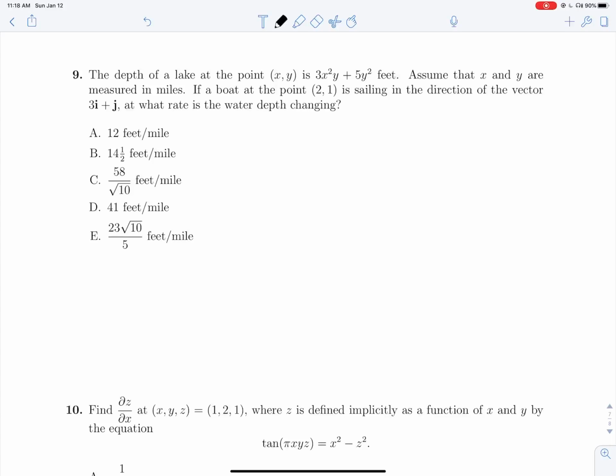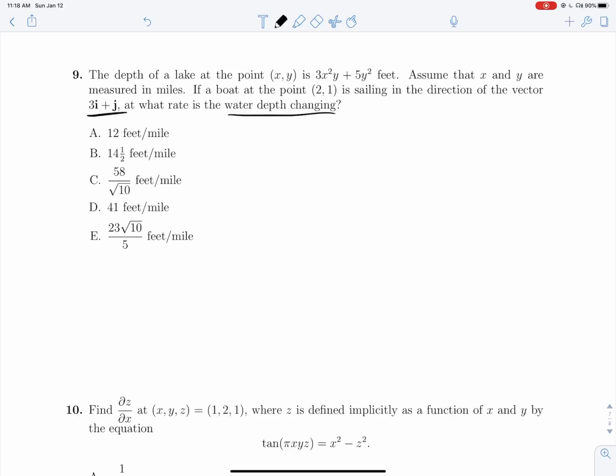So these questions are kind of hard to identify sometimes as to what they want you to do, but this is a directional derivative question because we're looking for the rate of change of some measurement, in this case water depth, in the direction of some vector. And those are the two conditions that we're looking for whenever we're trying to identify if something's a directional derivative question or not.